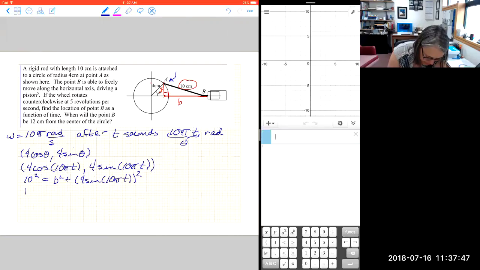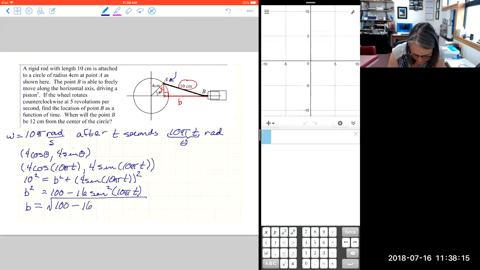So I actually know that my base squared is going to be equal to 100 minus 16 times the sine of 10 pi t, squared. So my base is going to be the square root of 100 minus 16 times the sine squared of 10 pi t.